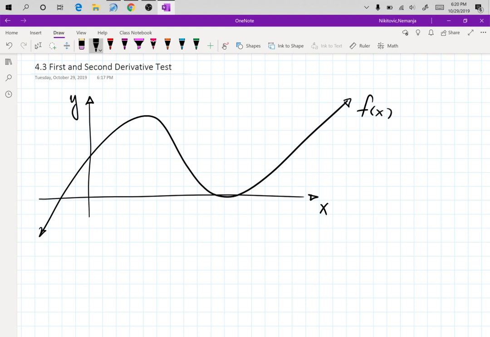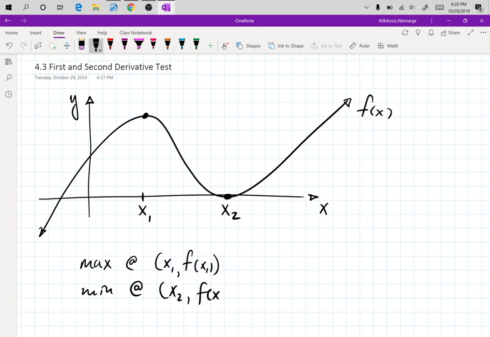First of all, we know the maximum here will be at x1, and the minimum here at x2. So we have a max at x1, f of x1, and we have the minimum at x2, f of x2. This is what we did last class. We know that we are supposed to set the derivative equal to 0 and then go from there.